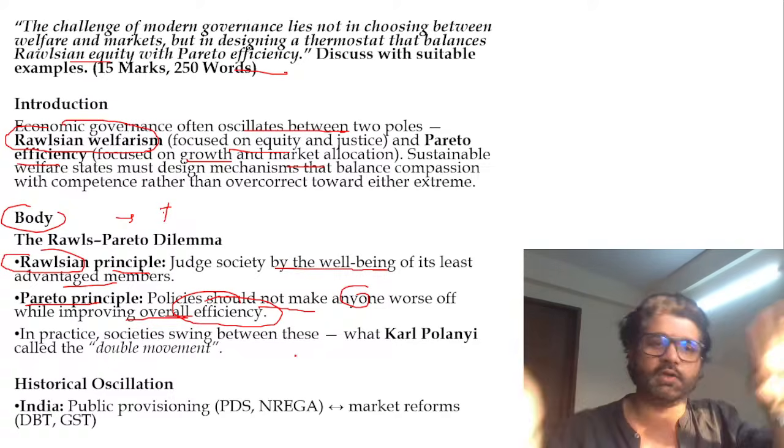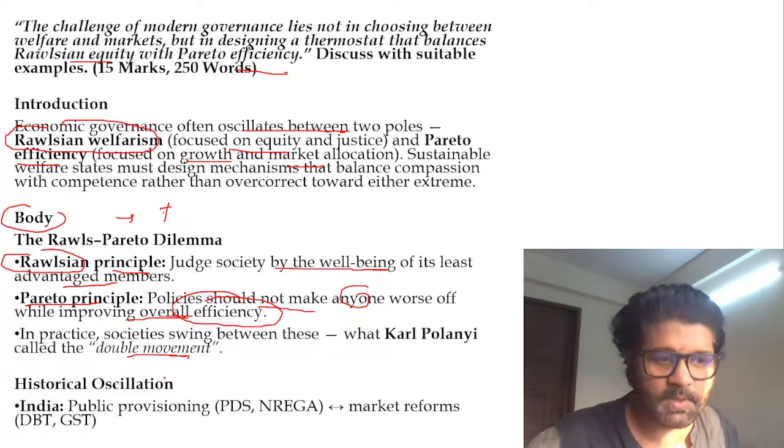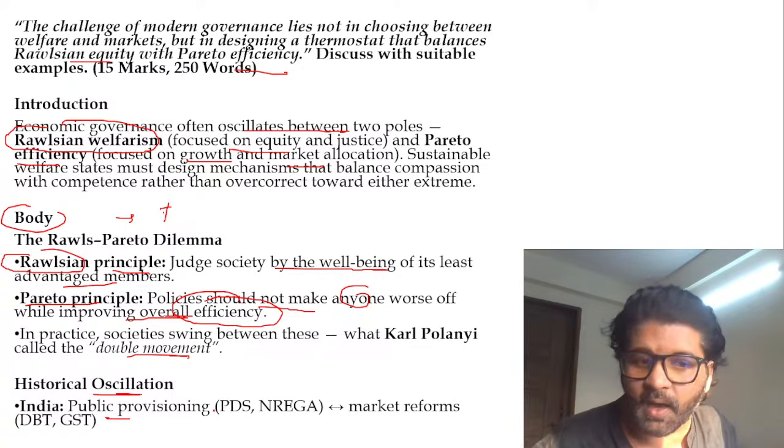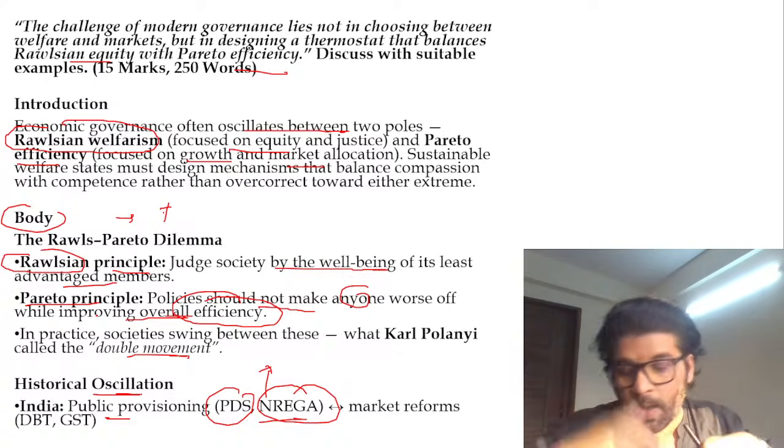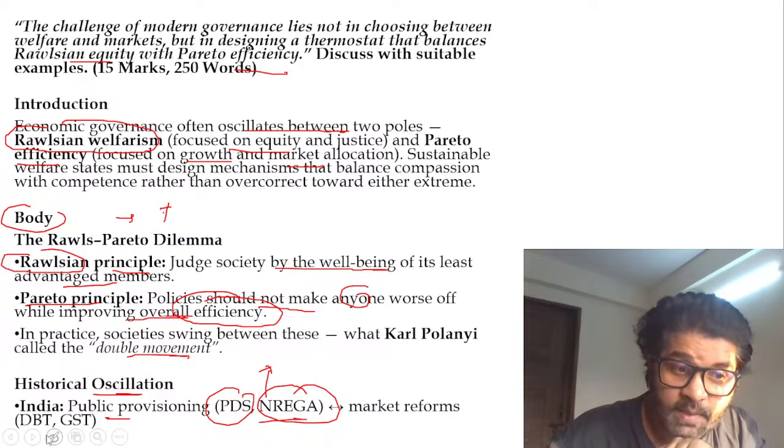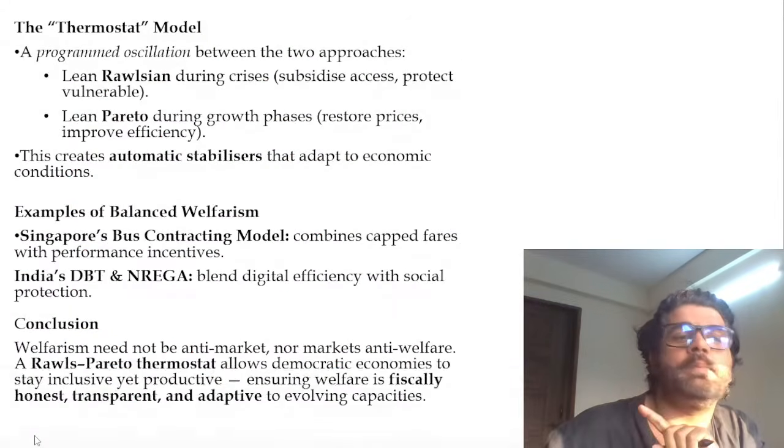In practice, society oscillates between the two, which is known as the double movement. Historical oscillation in India: we have PDS, NREGA, etc., which are more on the Rawlsian model. We have direct benefit transfer and GST, which are more on the Pareto model. So again, this is very important, guys. You have to revise this article multiple times.